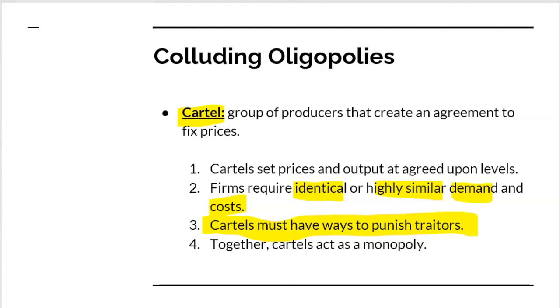Because if there's no way to punish the traders, then these colluding firms are going to just cheat, right? They're going to undercut one another. So there has to be a way to punish those who don't follow the agreed upon levels of price and quantity. And so together, cartels or colluding oligopolies act as a monopoly itself.